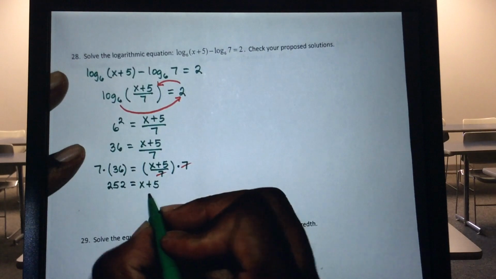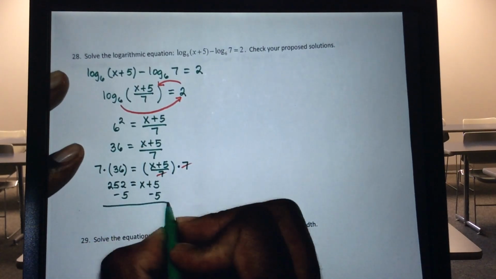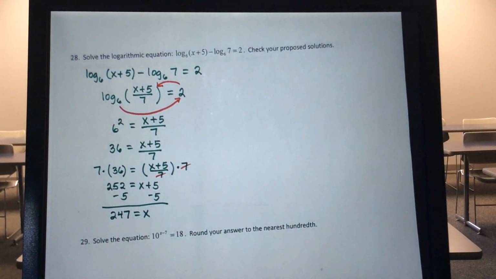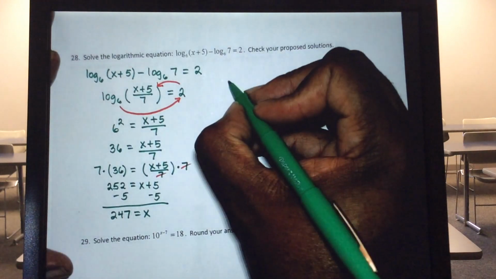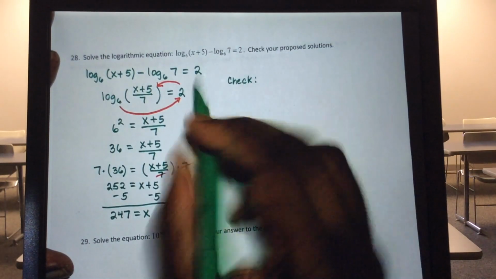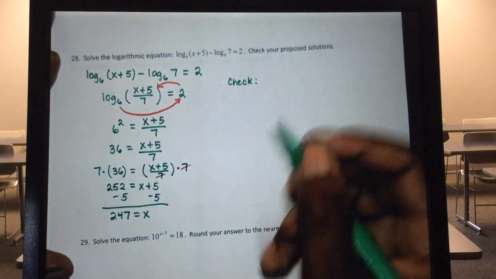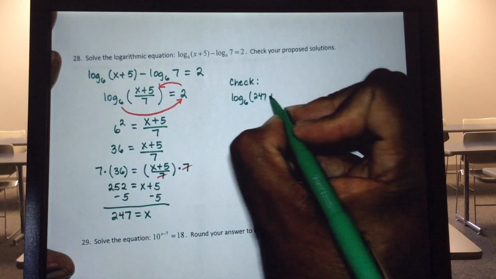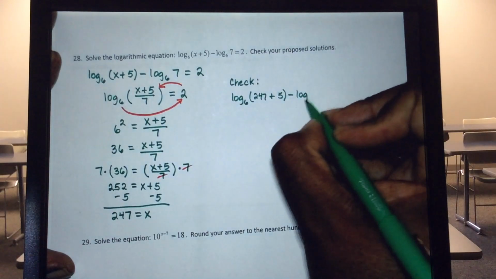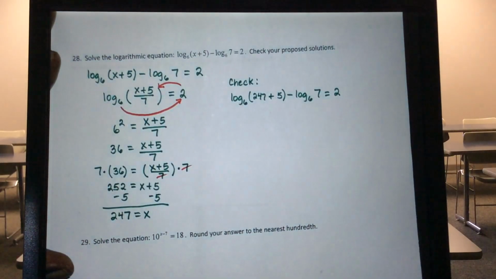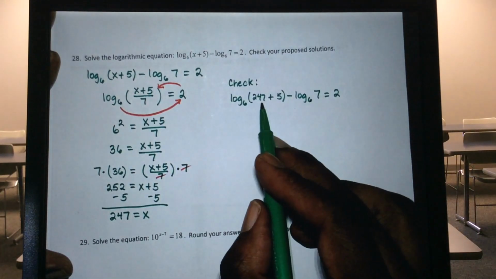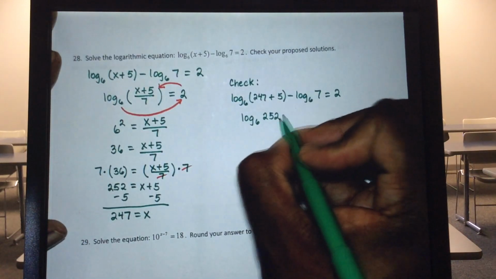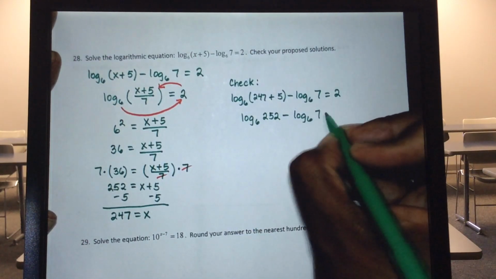And to solve for x, I need to subtract 5 on both sides. So that means x is equal to 247. Now to do the check, I take the original equation and replace the x with that 247. So it'll be log to the base 6 of 247 plus 5 minus log to the base 6 of 7 equal to 2. Now if I add 247 and 5 together, I'll get 252. So log to the base 6 of 252 minus log to the base 6 of 7 is equal to 2.